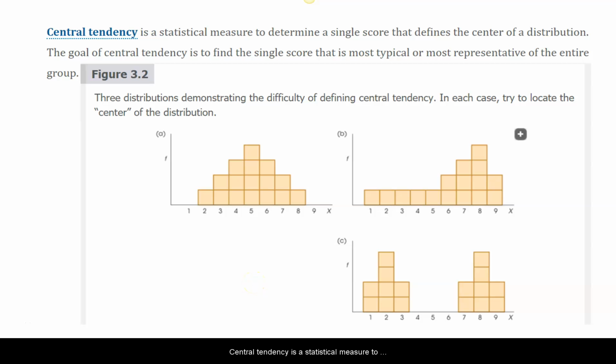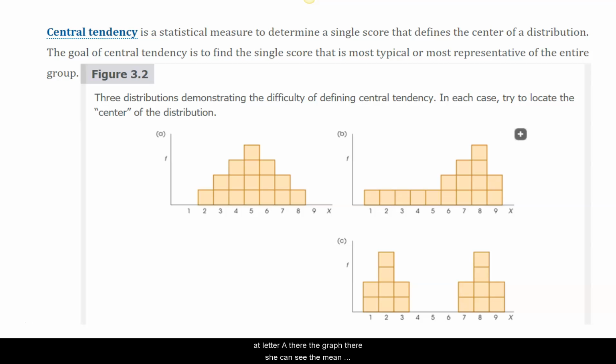Central tendency is a statistical measure to determine a single score that defines the center of a distribution. And of course, we want to find a score that's most typical or most representative of the entire group. Generally speaking, we're talking about a mean or a median or a mode. And sometimes those three are all the same thing.